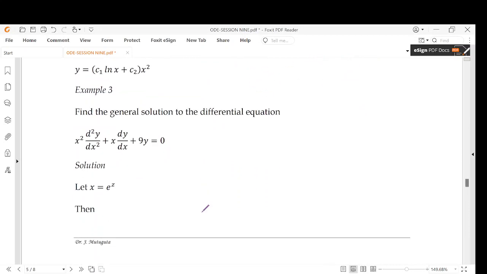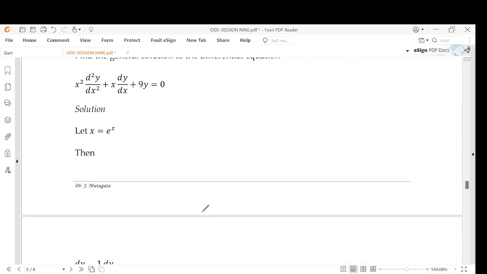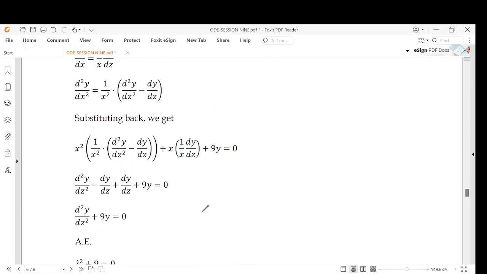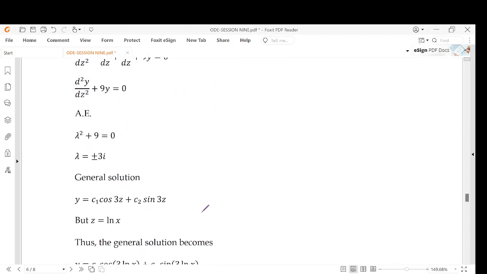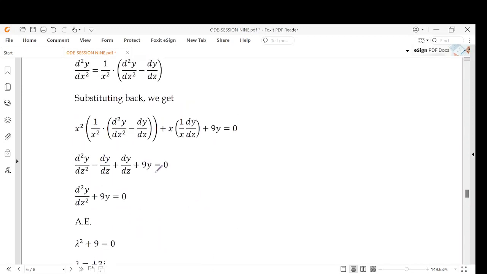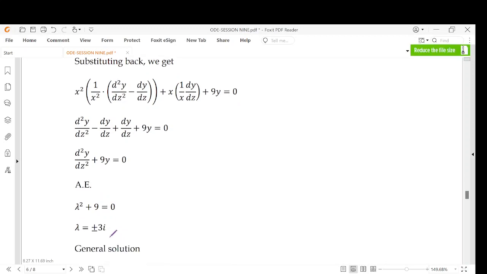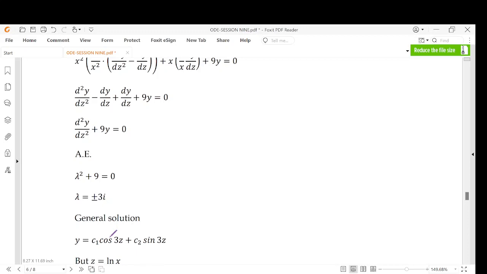So we have example 3. I will not go through that one, but you can get to solve this. The method is the same. We get the second order homogeneous differential equation with constant coefficients. The auxiliary equation is obtained there. Then the roots are complex.